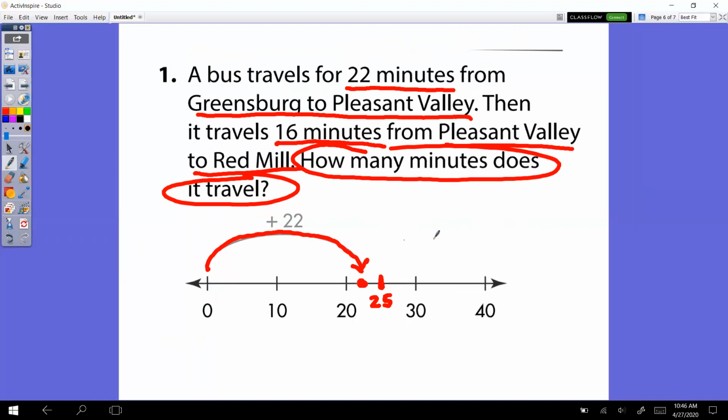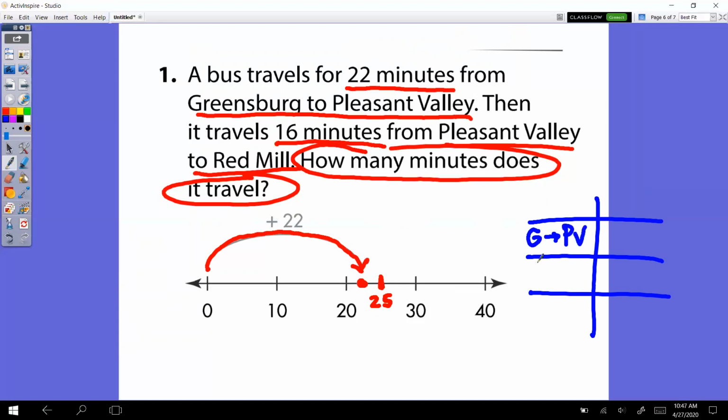Okay, so we need to figure out how far on our number line our number should be. Okay, what I'm going to do first, just so that I can get an estimate or get the actual time that they have spent traveling, I'm going to set up my chart like we did on the first question. Okay, so I'm just going to put Greensburg to Pleasant Valley, and then Pleasant Valley to Red Mill. Okay, he spent 22 minutes here, 16 minutes traveling here, and then I'm going to put my total down below.